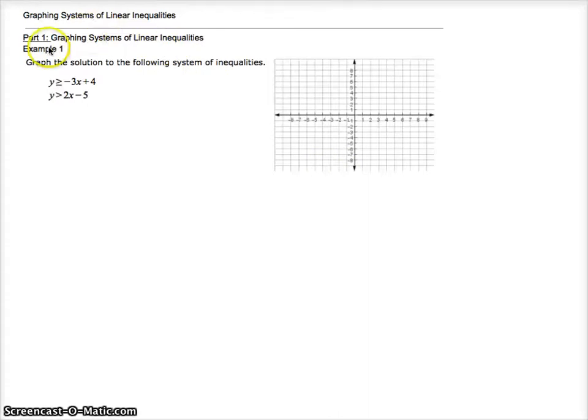Hello, welcome to Graphing Systems of Linear Inequalities. Here we're just going to review how to graph the inequalities and then shade them to see where the solutions will be at. So the directions say graph the system.